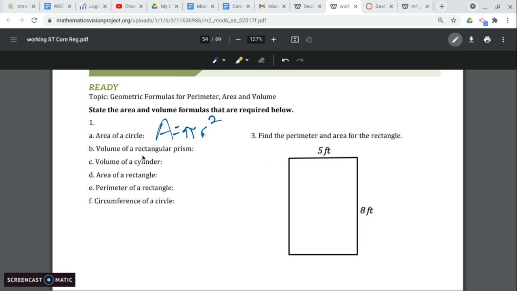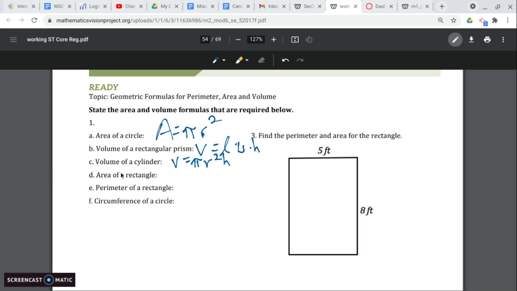Volume of a rectangular prism is going to be length times width times height. Remember, it's 3-dimensional, so we have to multiply all 3 dimensions together. Volume of a cylinder is pi r squared h.